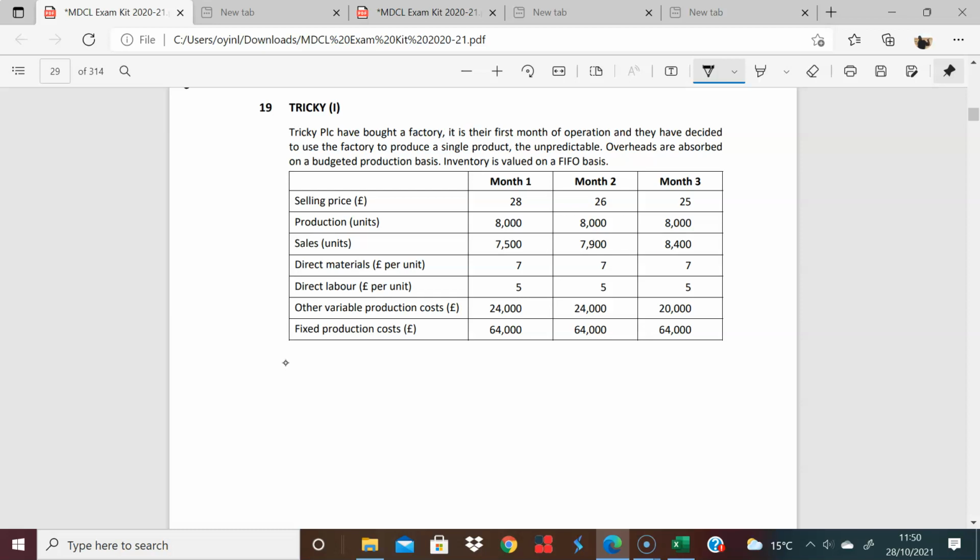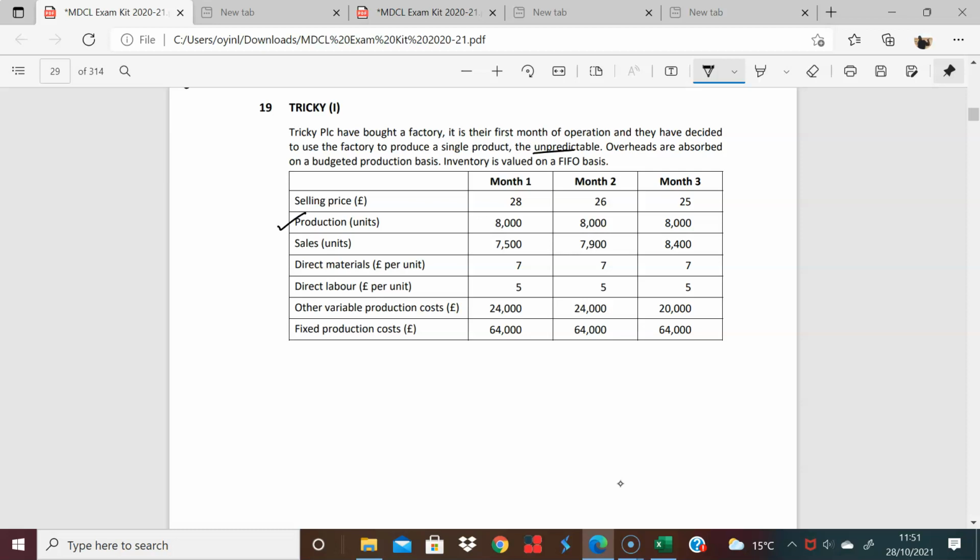Selling prices, selling a product called the unpredictable. Quite an interesting name for a product. So yes, it's called the unpredictable, and we should go through it step by step. I just want to highlight a few things. So you're given the production units. That's my focus when it comes to calculating production costs and overhead absorption rates and things like that. So let's look at the first one.